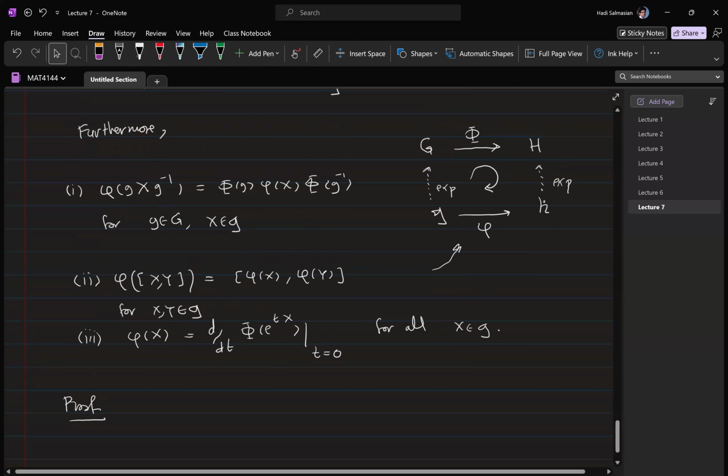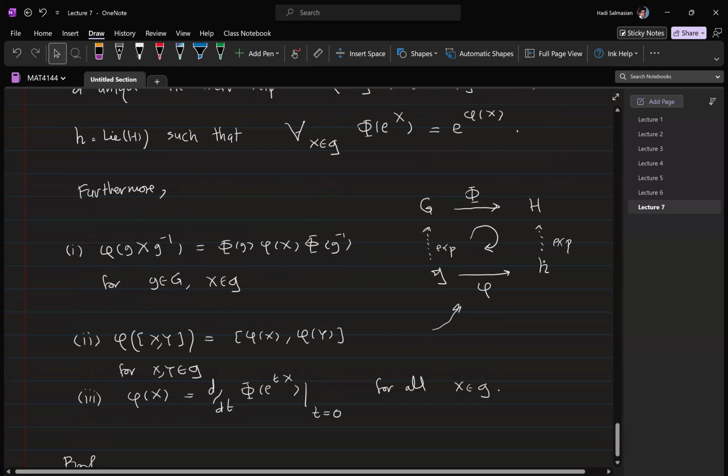Okay, so let's now prove this assertion. Prove the existence and uniqueness of this little phi.